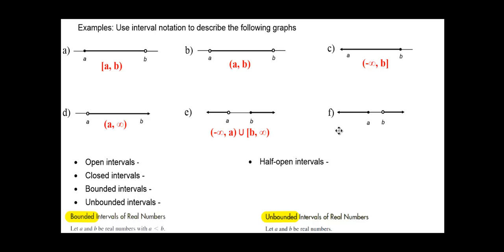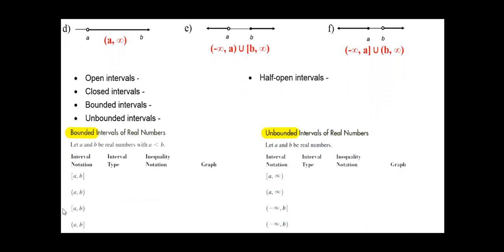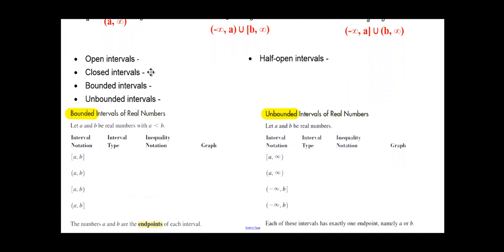Similarly, letter F will have a bracket on A. It goes from negative infinity to A, and you're going to use the union of that set with the parenthesis on B to positive infinity. All right, so we have a couple of definitions we need to go over, and we're going to have different types of intervals.